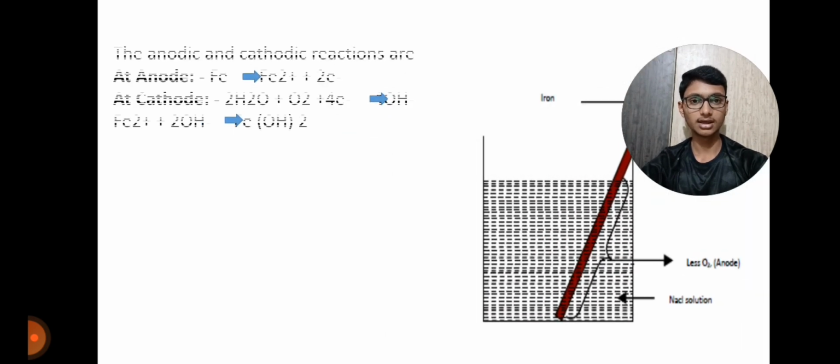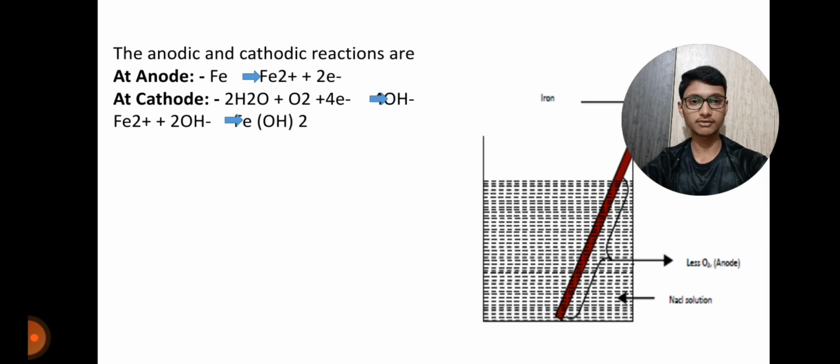Let us see the anodic and cathodic reactions of differential aeration corrosion. At anode, iron undergoes oxidation and liberates electrons, that is, Fe gives rise to Fe2+ plus 2 electrons. At cathode, water undergoes reaction and forms hydroxyl ions: 2H2O plus O2 plus 4 electrons give rise to 4OH-. And the net cell reaction is Fe2+ plus 2OH- gives rise to Fe(OH)2, which is nothing but ferrous hydroxide or iron hydroxide.